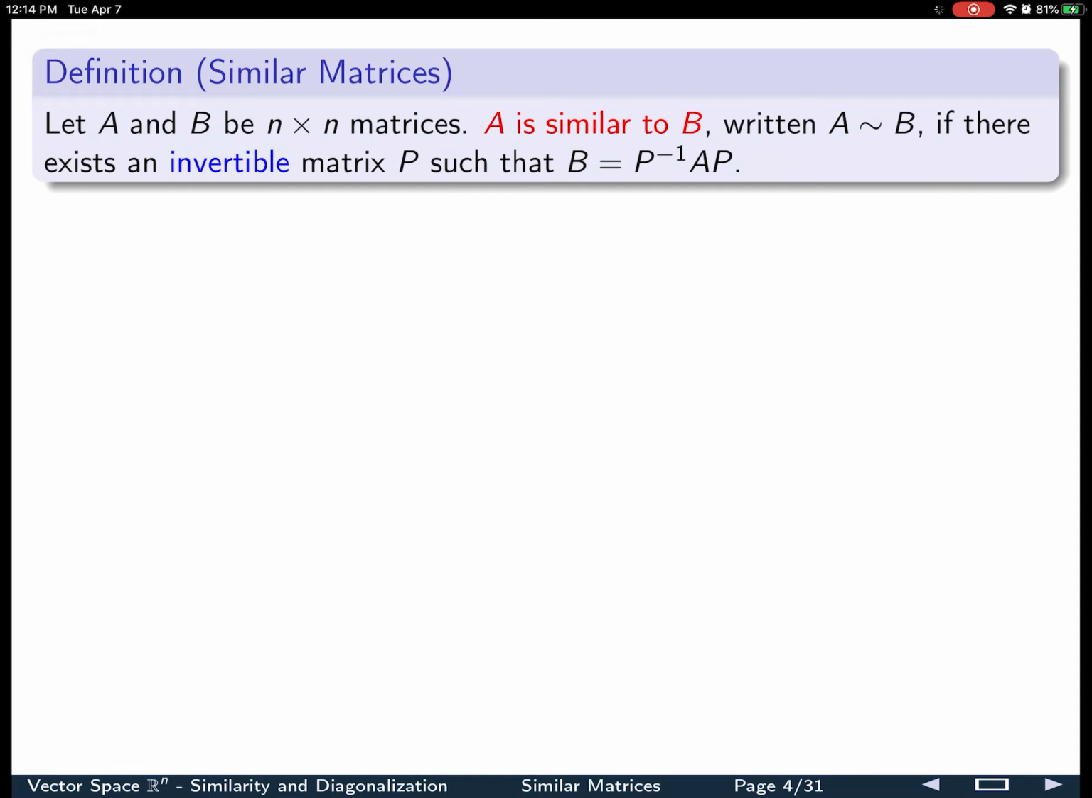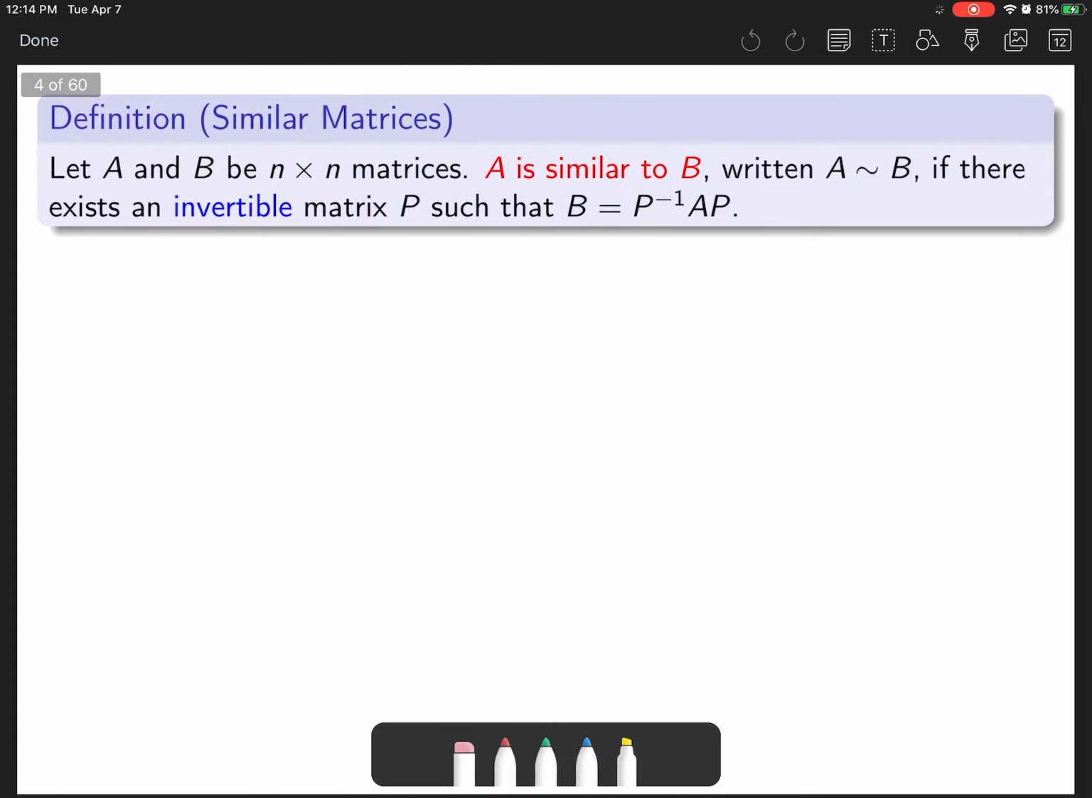The first thing that we're going to do is define what similarity is, and it's this squiggly line here. We're saying that A is similar to B, and that is defined as A being flanked on either side by P and the inverse of P. So P has to be an invertible matrix. We've done this kind of thing before.